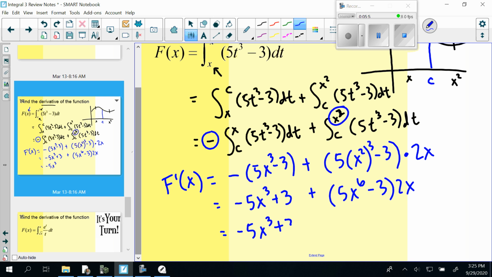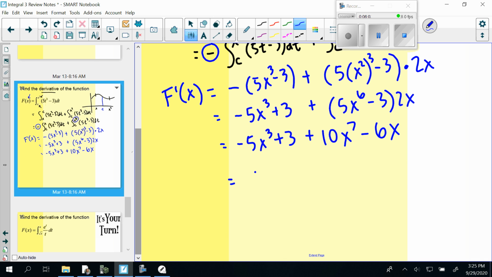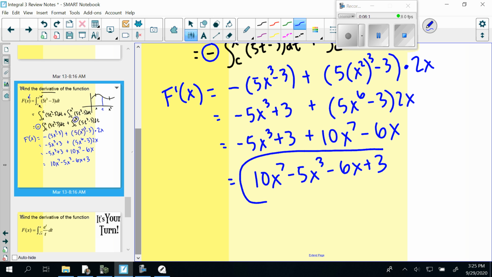And then finally see if we can simplify any of this. That'd be 10x to the 7th minus 6x. It doesn't appear that there's any like terms, but probably going to see this written in descending order of exponents here. So probably that would be the answer you would see like on an exam.